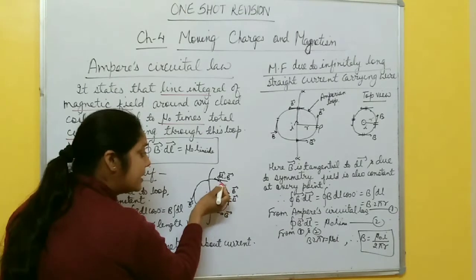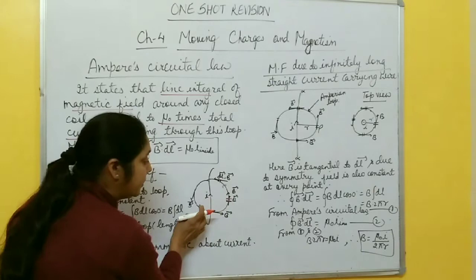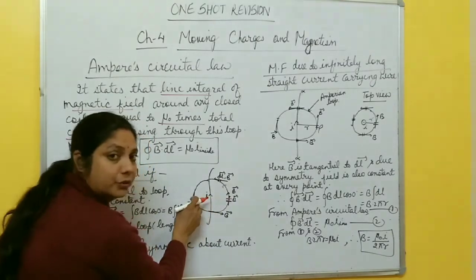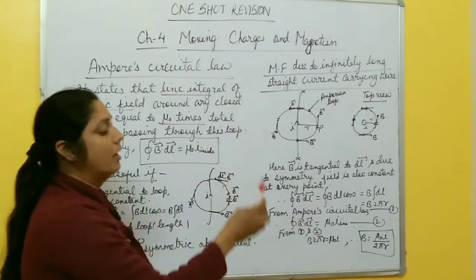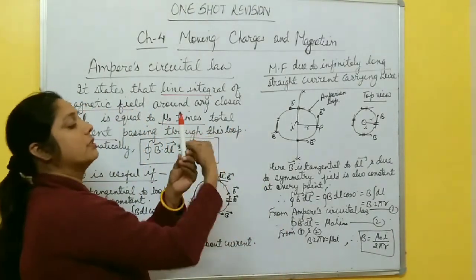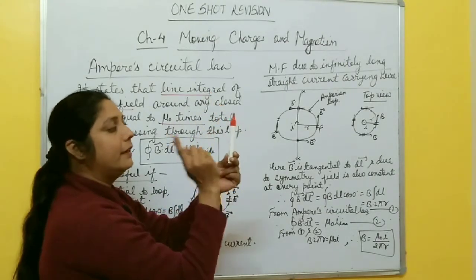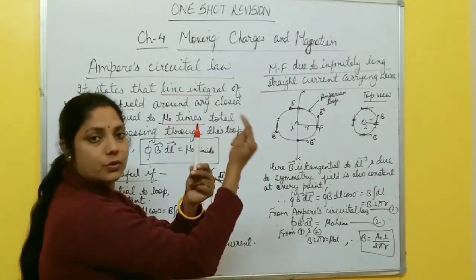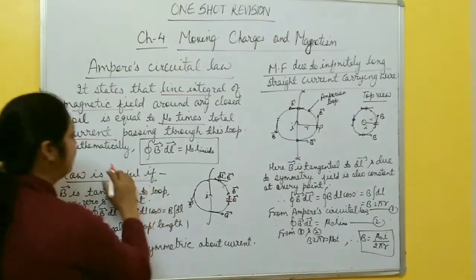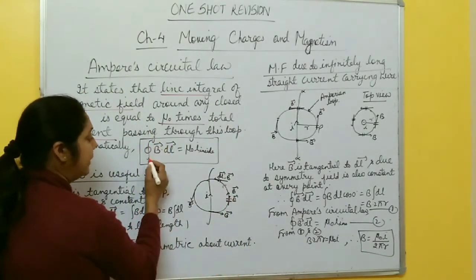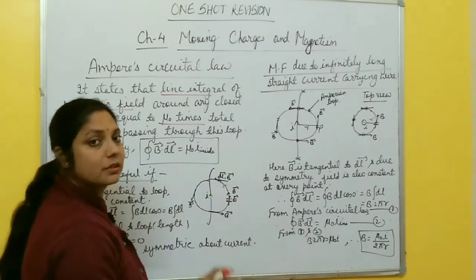And the line integral of this magnetic field over this loop is equal to how much current is passing through this loop. Suppose around this loop, this current I is flowing through this loop. So the line integral of magnetic field over this closed loop is equal to mu naught times the total current passing through this loop. So mathematically you can write the line integral of B dot dl equal to mu naught times the current passing through this closed loop.